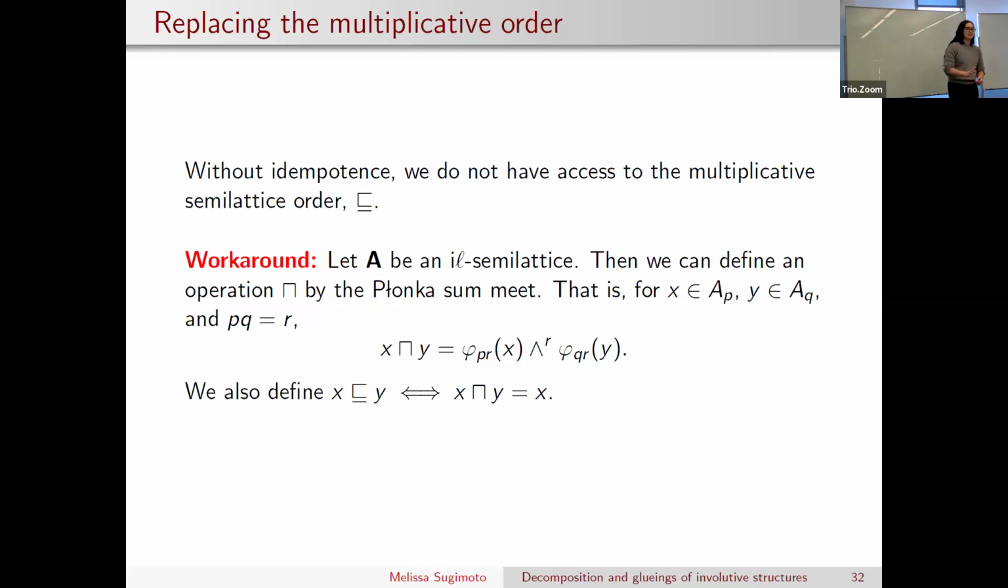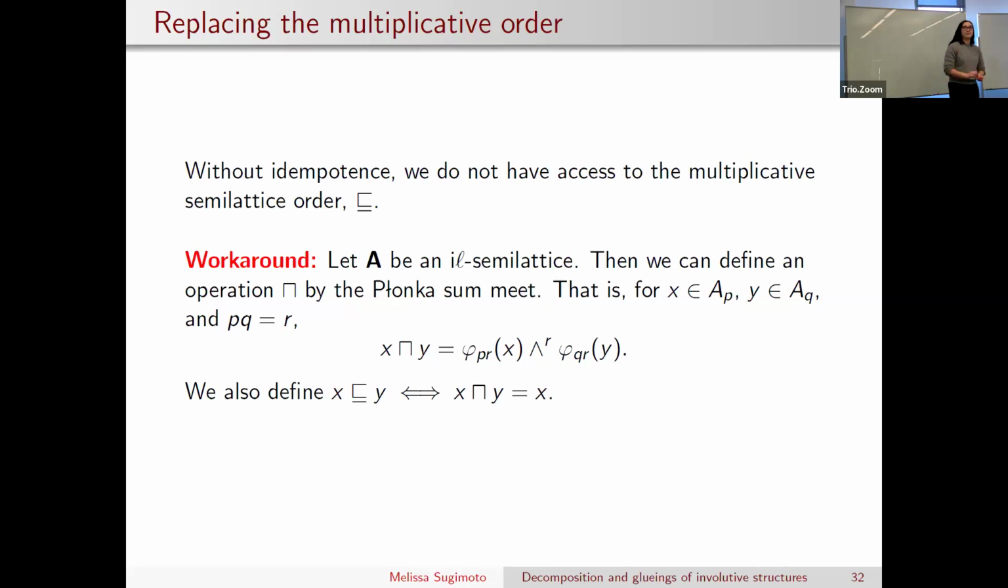The workaround is, suppose we've got, I've written an IL semilattice there, but I do not want an IL semilattice. That is a typo that I've missed. We just want that to be a locally integral IL monoid. And we can define an operation on it. We'll call it the square meet because it's going to correspond to the square order. And that'll be the Płonka sum meet.